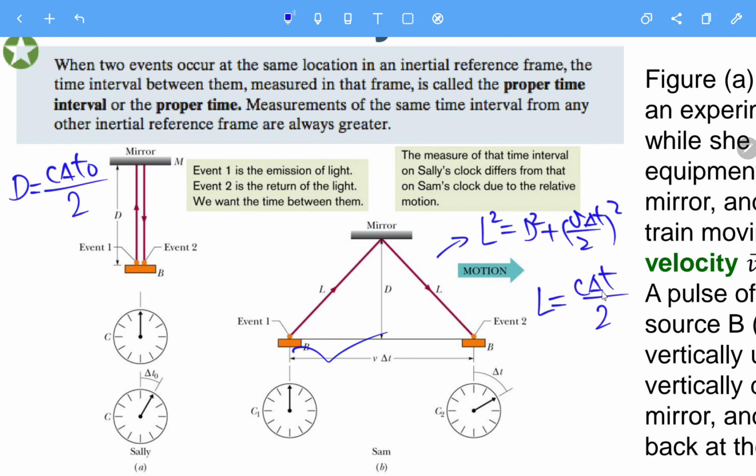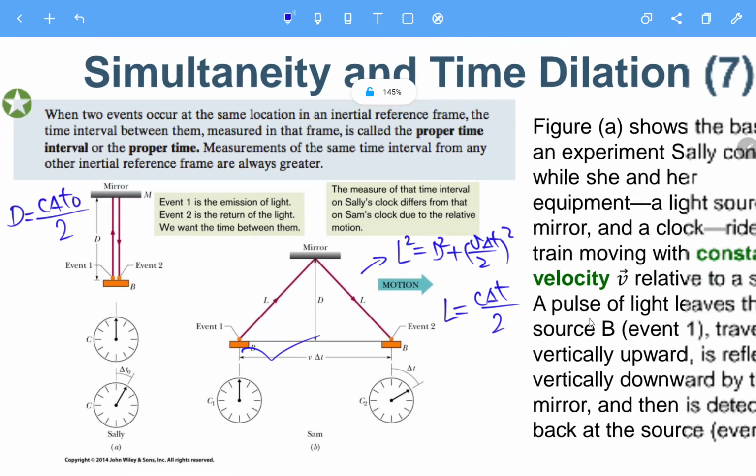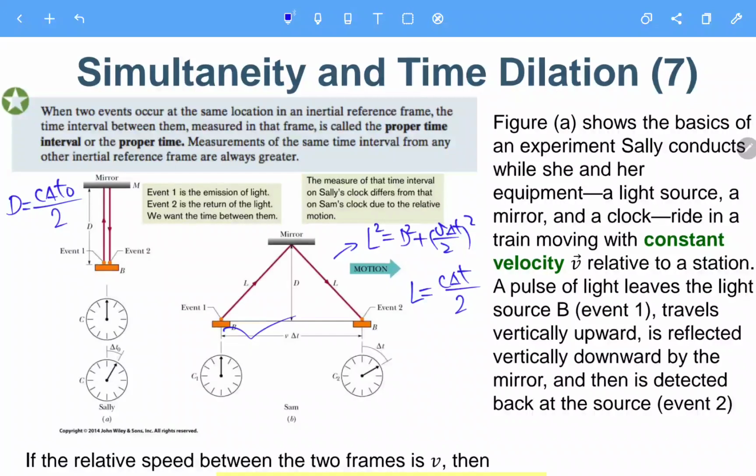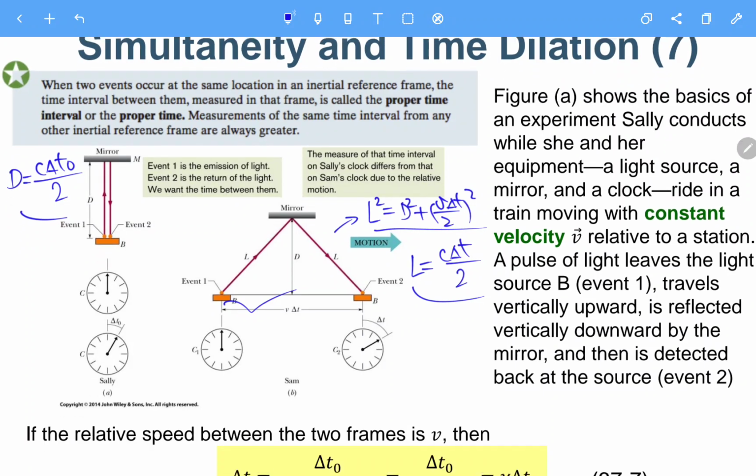With this dilated time. Okay, so it takes time delta t to travel this distance. So in this sense, you can just plug in this one and this one into here.